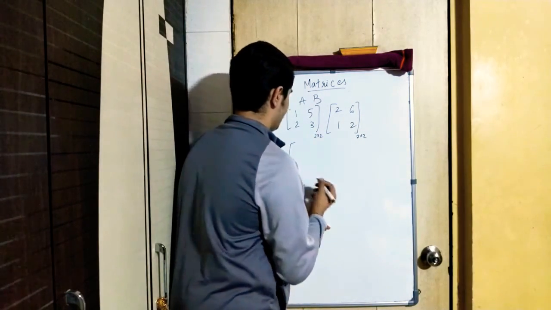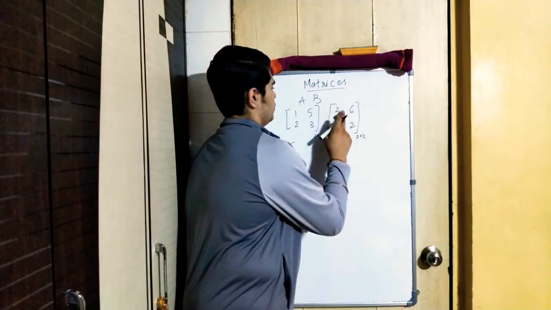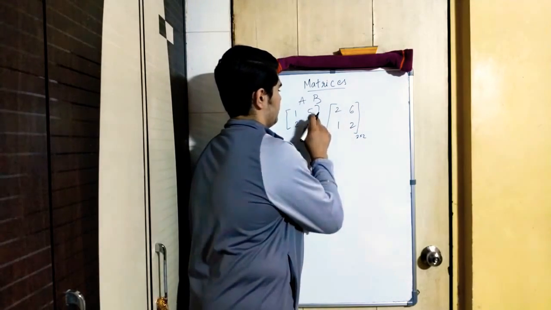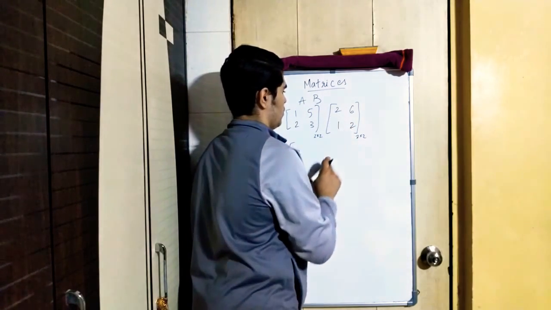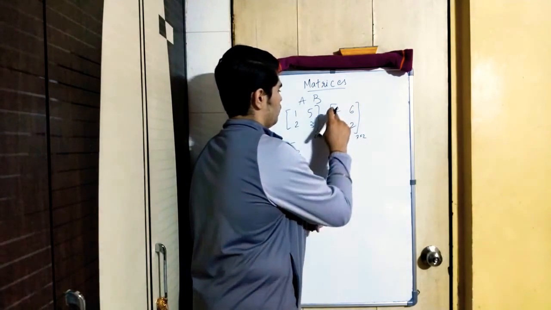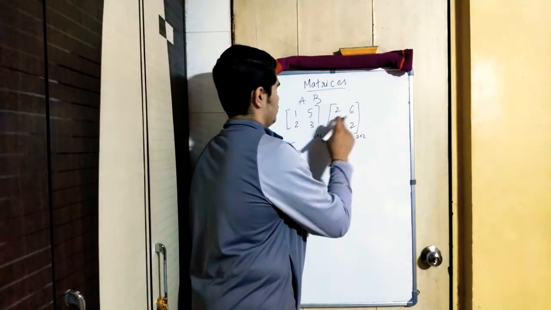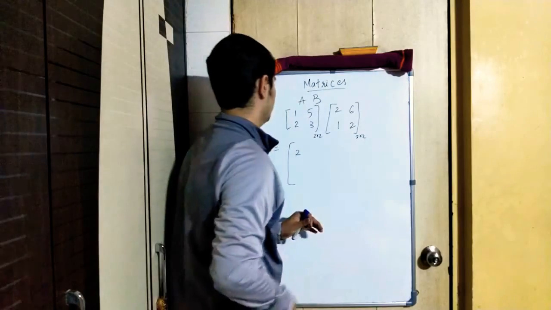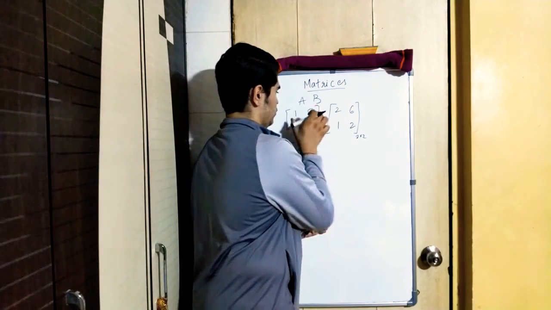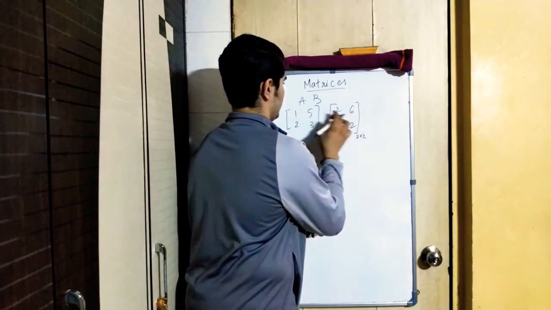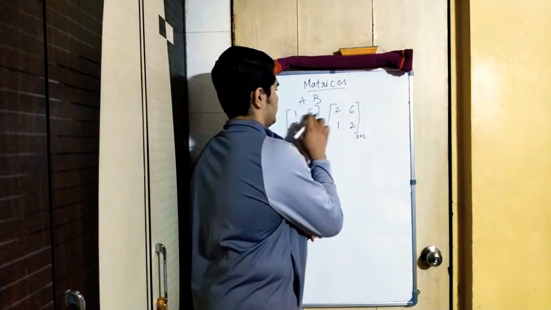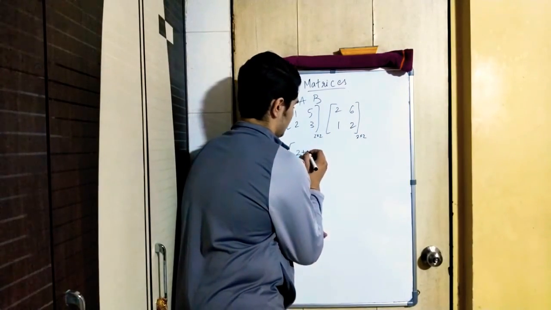So how to multiply two matrices? 1 into 2 is 2. Understood? 1 into 2 is 2 and 5 into 1 is 5. First row, first column. Then first row, second column. Then second row, first column. And then second row, second column. So I first multiply these two numbers with these two. First row, first column: 1 into 2 is 2, and we have to add the two products, so 1 into 2 is 2 plus 5 into 1 is 5.